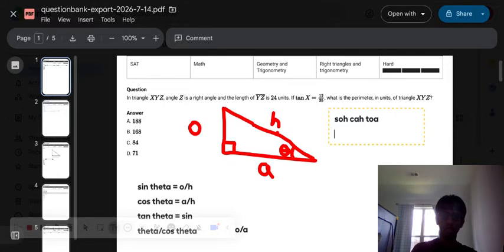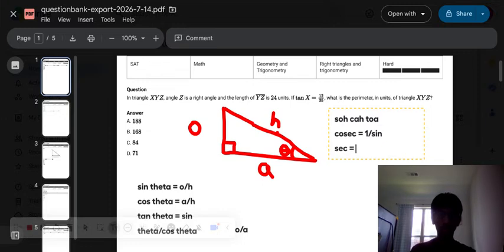So you have something called cosecant, which is equal to 1 over sine. You have something called secant, which is equal to 1 over cosine, and cosine is just cos. And lastly, you have cotangent, which is cotan, and this is equal to 1 over tangent.